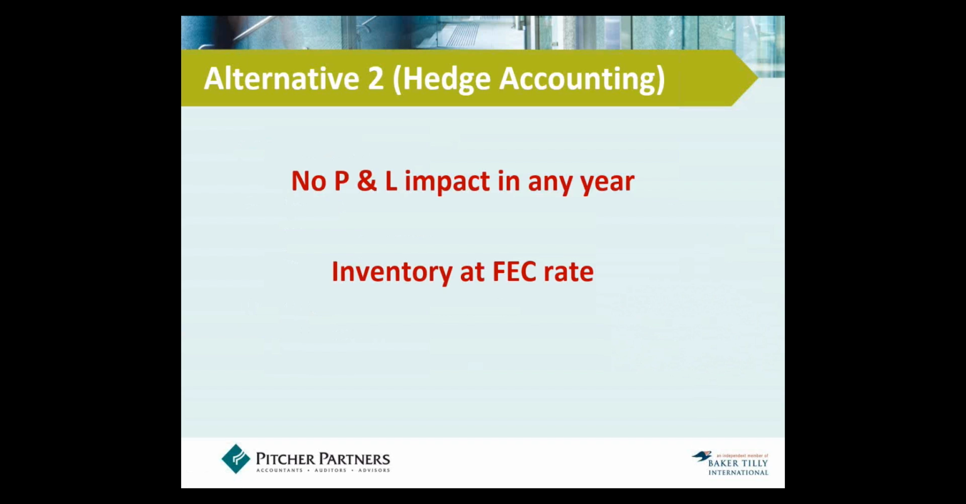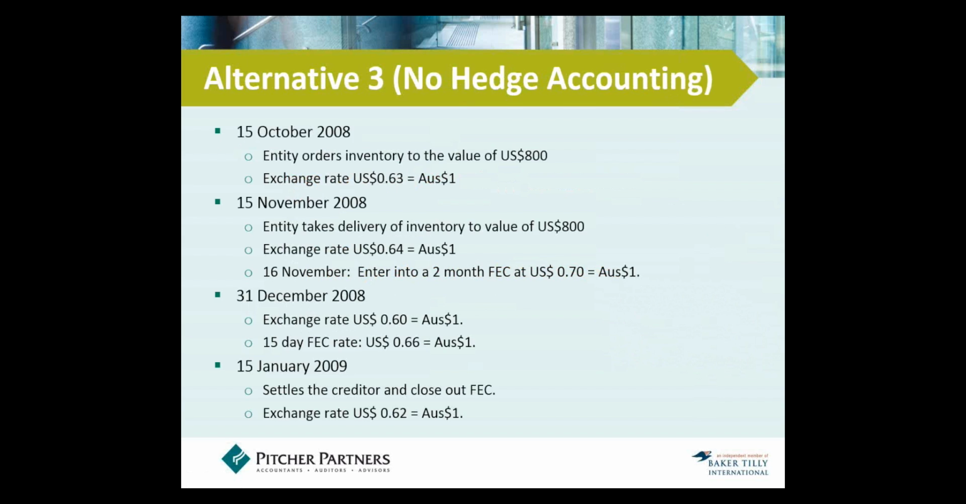So we fixed our cash flow, plus we got the benefit of accounting for the inventory at that exact amount. So if you look at alternative 1 versus alternative 2, the benefits of hedge accounting are quite clear: there's no volatility on profit and loss, and your inventory is at the rate that you've paid in cash. And that's why it's worthwhile getting the hedge documentation and the hedge effectiveness testing in place.